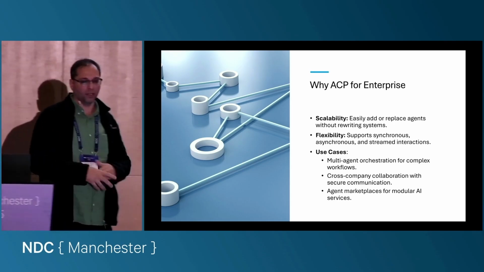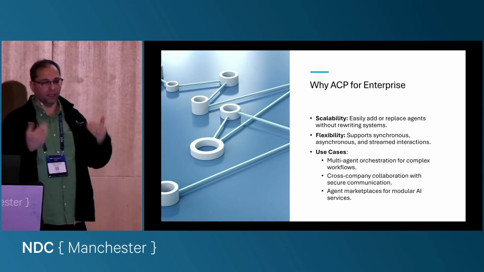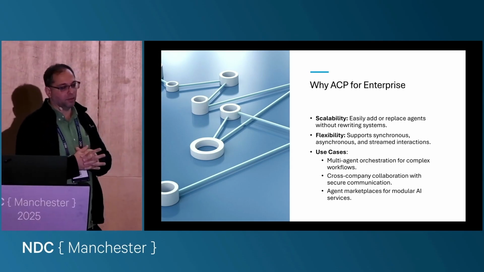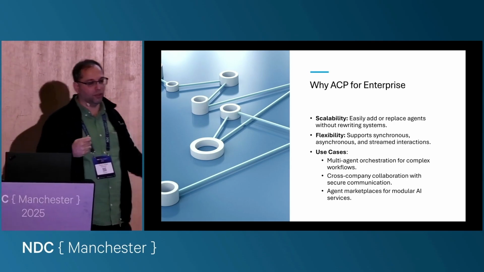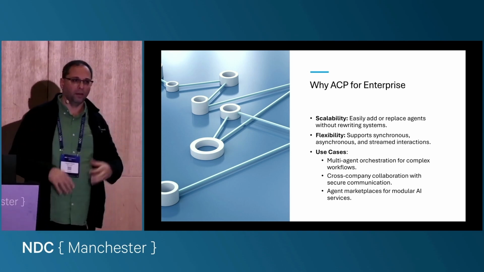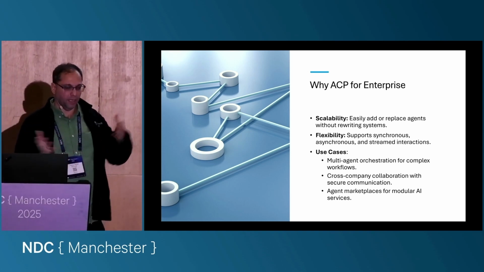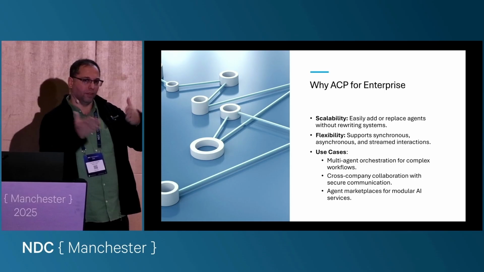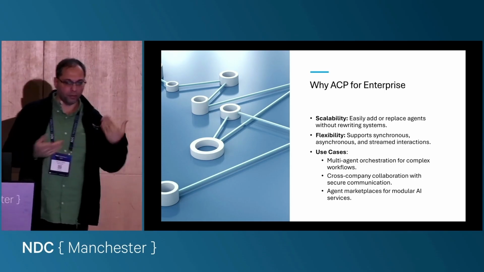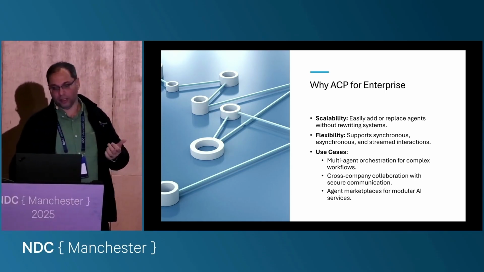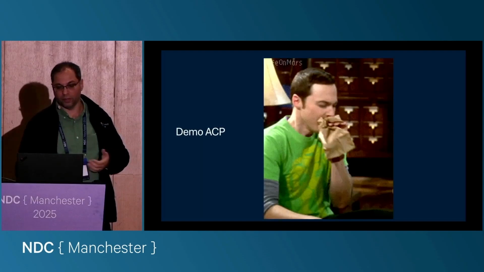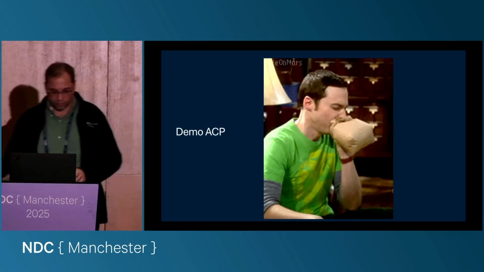Okay, why use ACP for enterprises? Scalability. We already know this architecture. Easy to add and replace agents without rewriting systems. Use cases: multi-agent orchestration for complex workflows. Might be more complex, but as you can see, ACP and A2A are combining forces. Cross-company collaboration, and there you could create a marketplace for it too. So let's do a quick demo of ACP.